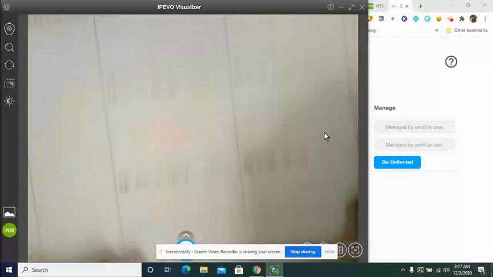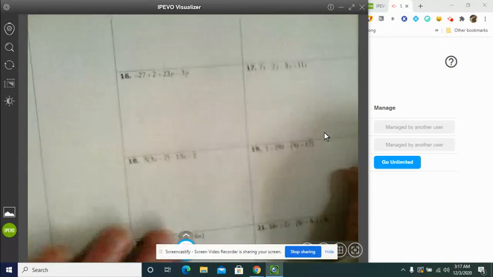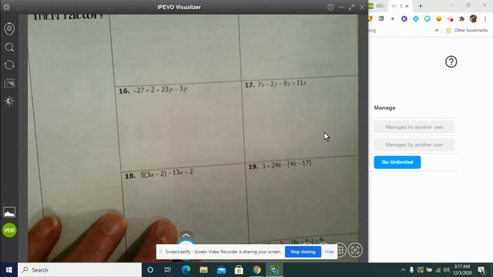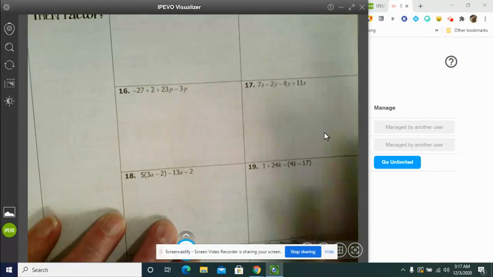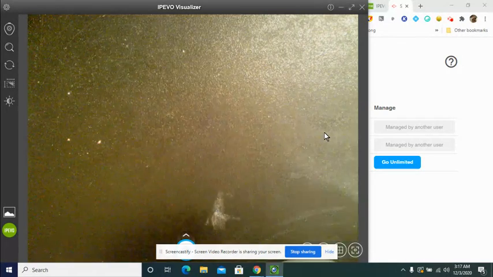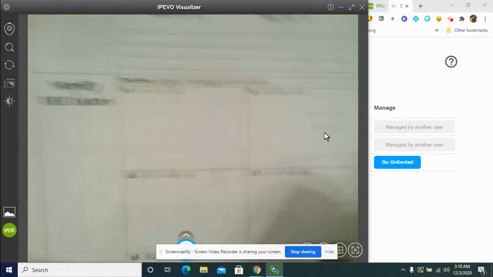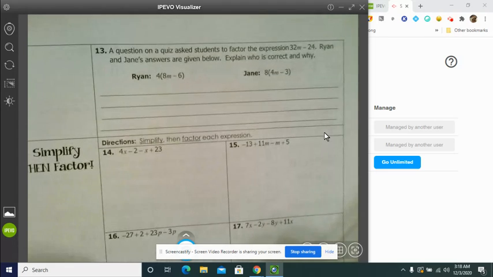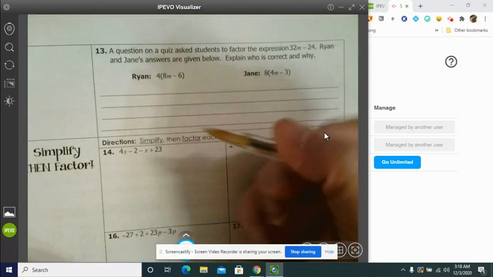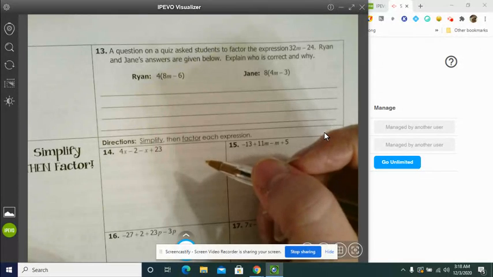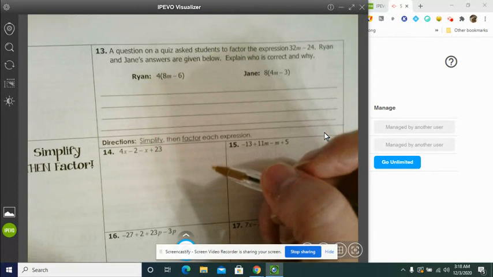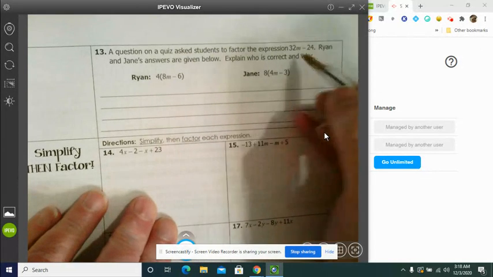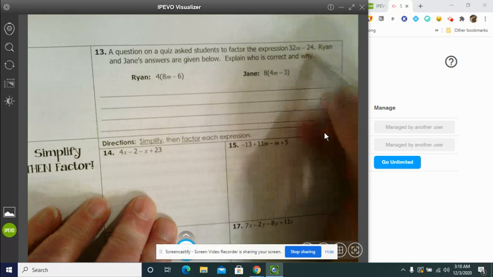All right, on the back side of this paper, let's go ahead and take a look at that. So this says a question on a quiz asks students to factor the expression 32m minus 24. Get my paper stacked up here in the right place so that you can see it. Okay, so it says Ryan and Jane's answers are given below. Explain who is correct and why.